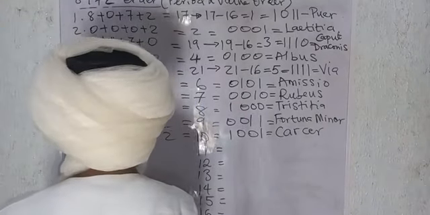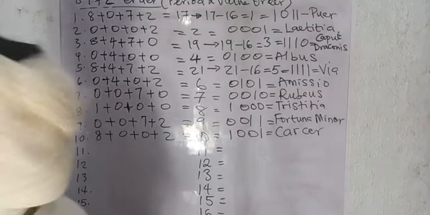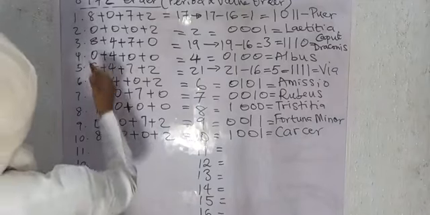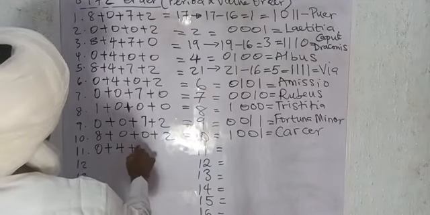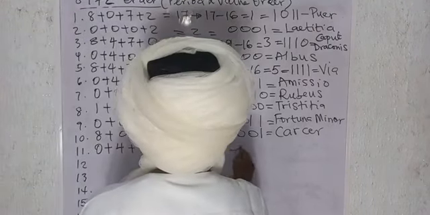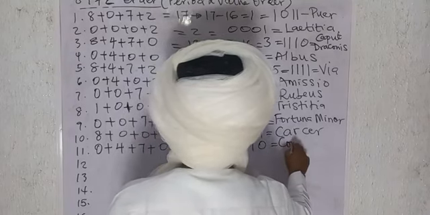Then we need 11. Which numbers can give us 11 there? 7 and 4. Correct. 7 and 4. So we have 0 plus 4 plus 7 plus 0. 11. So the figure is 0, 1, 1, 0. This is called Conjunctio.